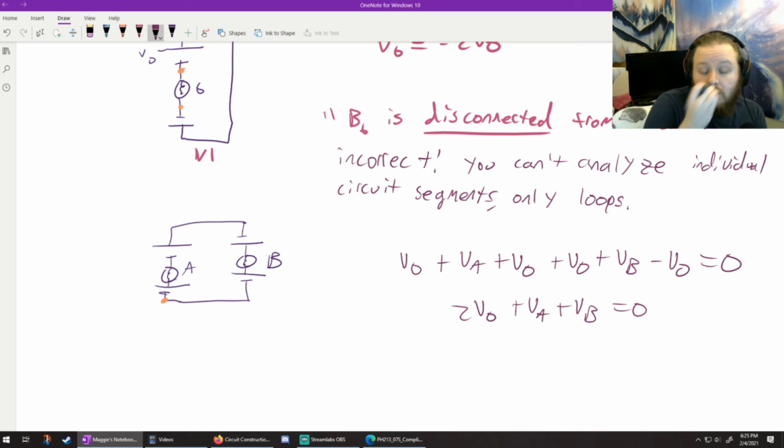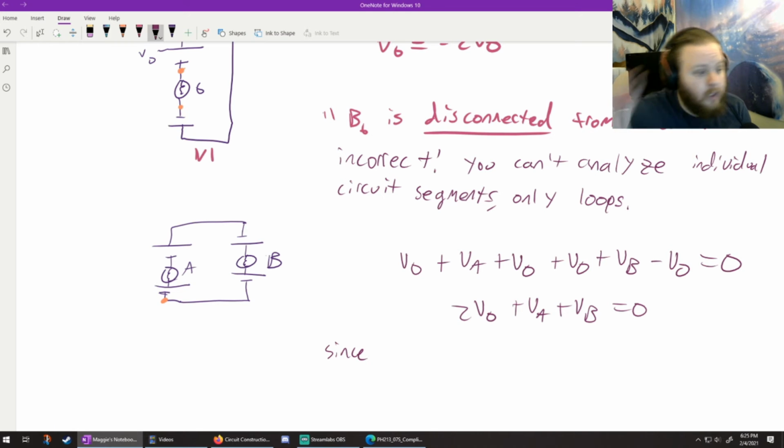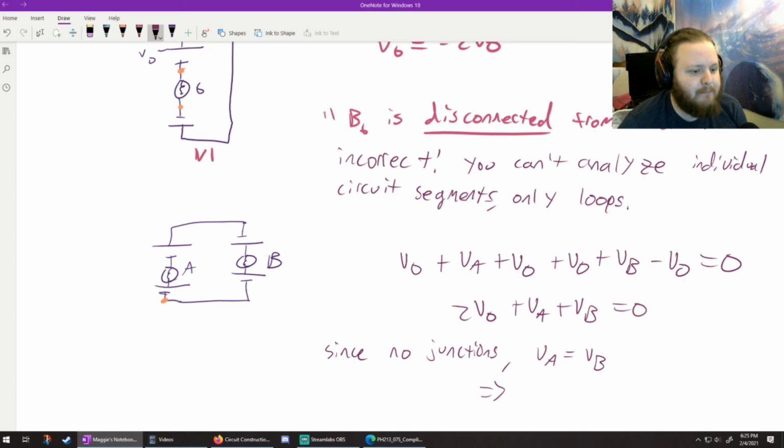These light bulbs are identical, right? And they're all in one circuit, right? So if I have identical light bulbs that are in a single branch of a circuit where the current must be the same, since we're in one loop, since no junctions, how about that? No junctions. VA must equal VB, which implies that they have the same brightness, equal to 1 negative V naughts worth.